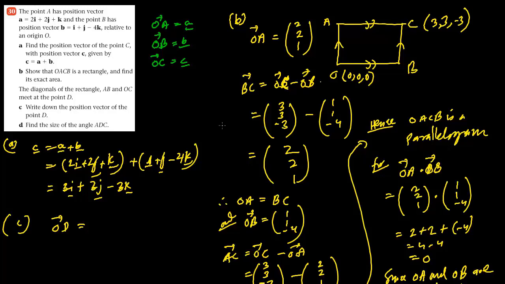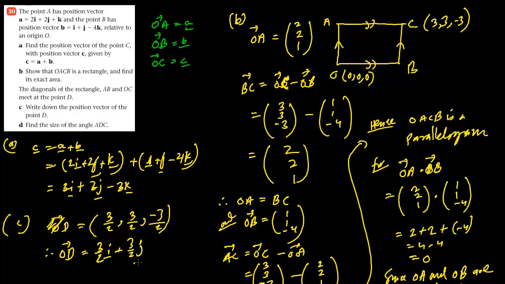Just add them and divide by 2. So this is going to be 0 plus 3 by 2, 0 plus 3 by 2, and 0 minus 3 by 2. That's it. That's the coordinates of D, and the position vector is going to be 3 by 2 i plus 3 by 2 j minus 3 by 2 k.